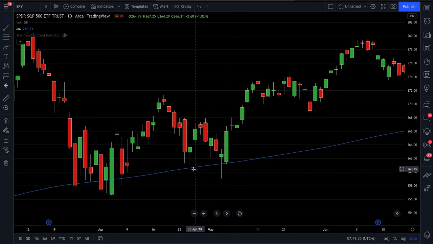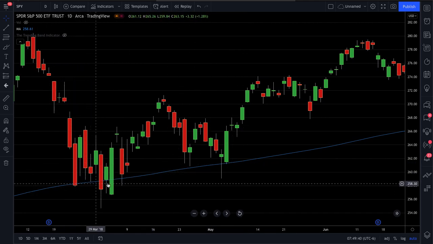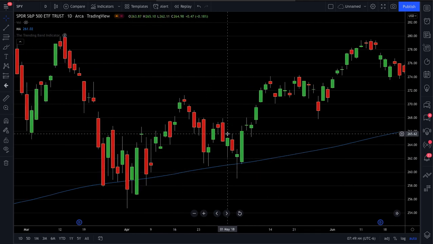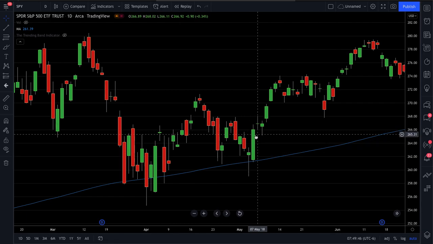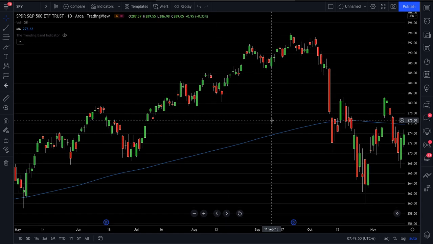What we look for is a support level. You can see here that we have a support level, the 200-day moving average line. We have a Doji candle, and then the next day we look for a strong green candle, which you can see here, and then it trended up after that. You can just see this throughout history.